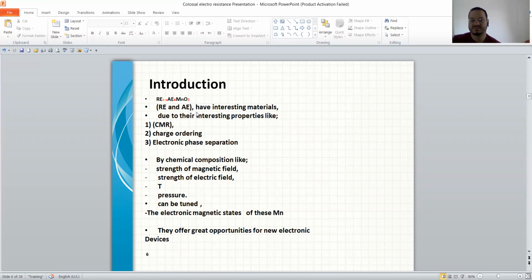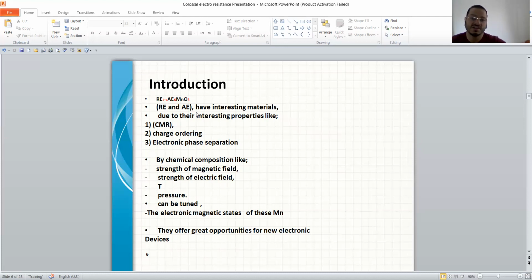Rare earth and alkaline earth are interesting materials. We are taking some important information about what and why these kinds of materials are very interesting to us, with their interesting properties like colossal magnetic resistance, charge ordering, and electronic phase separation. All of these three have different qualities from each other.